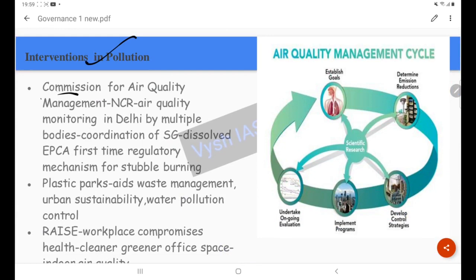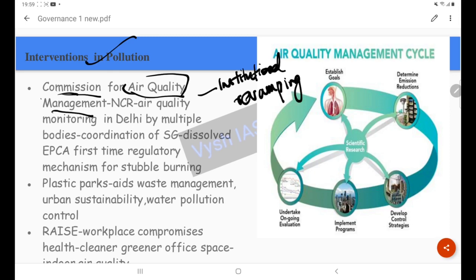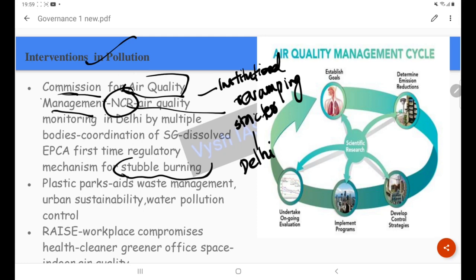So there is the Commission for Air Quality Management. This is dealing with institutional reforms. This is a term which you can use. Institutional reforms is not simply changing the name of an institution. It is like revamping an institution for dealing with new problems. Okay, so this is concerned with NCR and it is enforcing stricter norms. Why do you need stricter norms? Because Delhi is one of the most polluted cities in the world. So you need better and stricter laws. For the first time, this commission is dealing with stubble burning. Stubble burning regulation is being put in place in India for the first time.